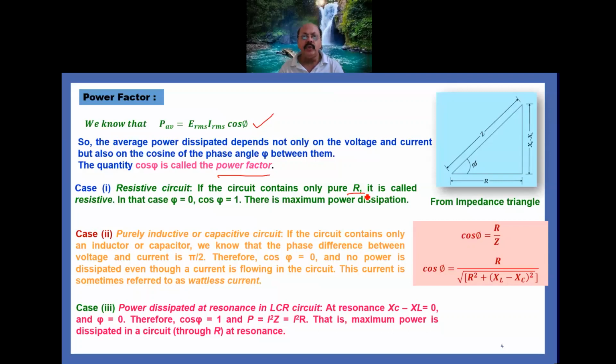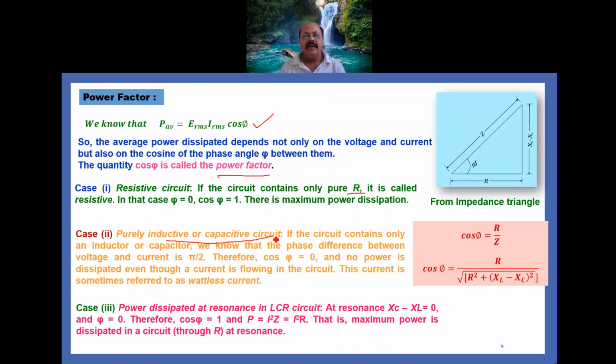Now we take case 2. In it we consider a purely inductive and capacitive circuit, and we know that in a purely inductive and capacitive circuit either the current leads the voltage by the phase angle pi by 2, or current lags behind the voltage by the phase angle pi by 2.